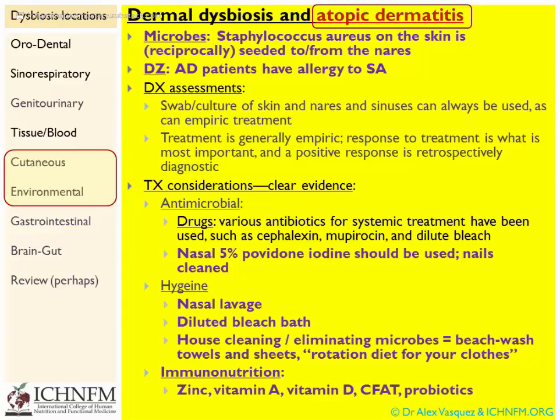For hygiene in general, we want to use the nasal lavage. Again, dilute bleach baths, house cleaning, eliminating the microbes from the sheets, the towels, and the clothes. So we can bleach wash the towels and the sheets. And what I described here, just as I was putting these notes together in their final version, a rotation diet for your clothes. So we don't want to have patients wearing the same clothes day in, day out, and recontaminating themselves as we're trying to rid them of their dermal colonization. Of course, immunonutrition and immunotolerance, zinc, vitamin A, vitamin D, combination fatty acids, and probiotics.